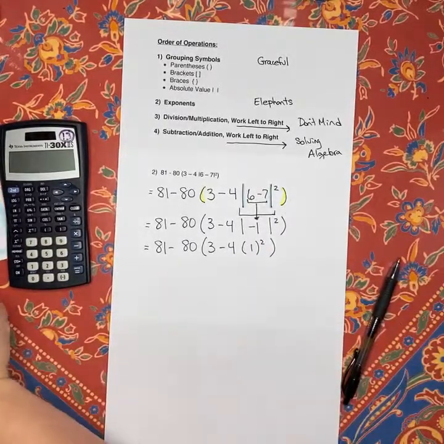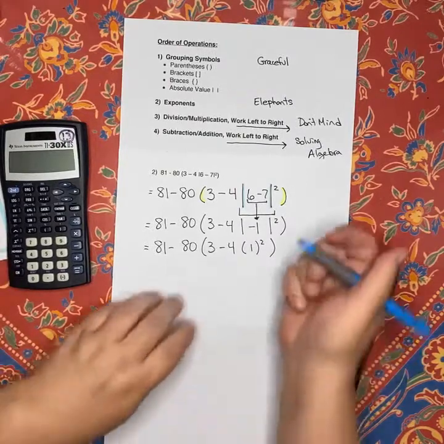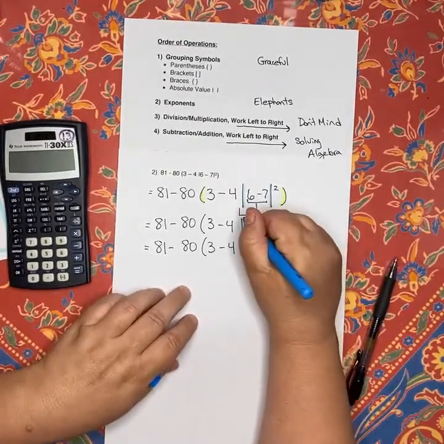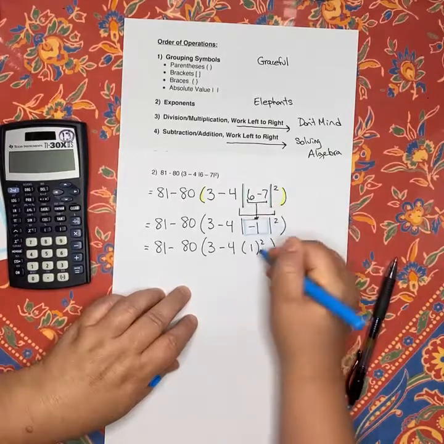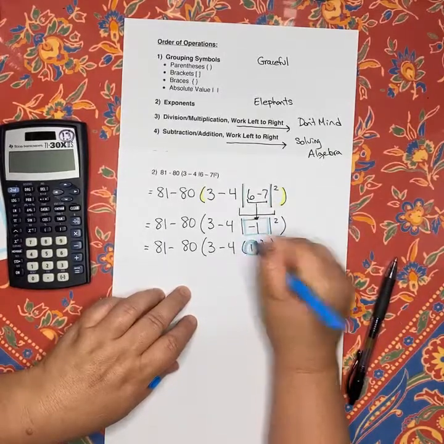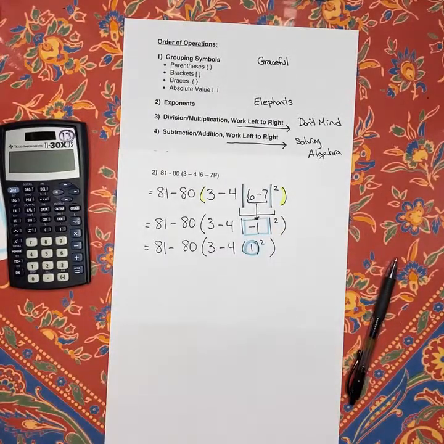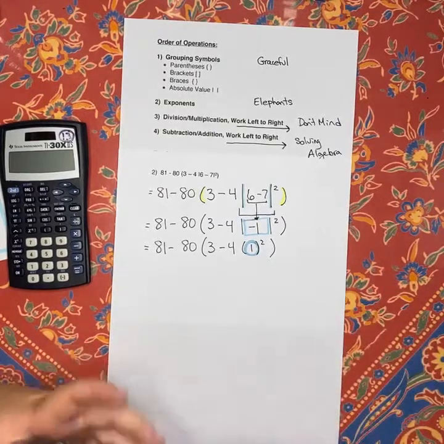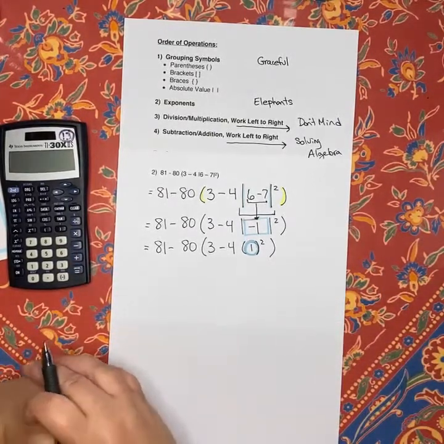Okay, does that make sense? So the absolute value of -1 is +1 right there. Okay, so that absolute value effectively got rid of the minus sign.